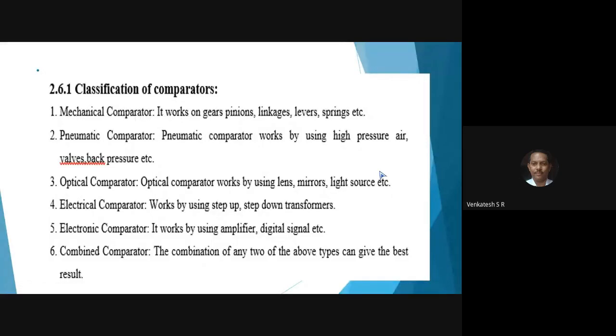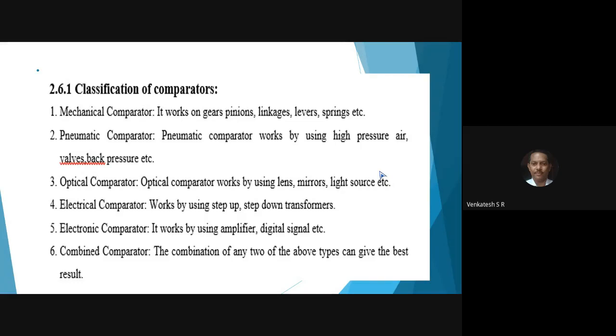One is the mechanical comparator. See, the name itself indicates mechanical. It works on gears, pinion, linkages, levers, springs, etc. Here, no electrical or electronic items are present. Only mechanical equipment or only mechanical items. For example, gears, rack and pinion arrangement, linkages, levers, springs, etc.